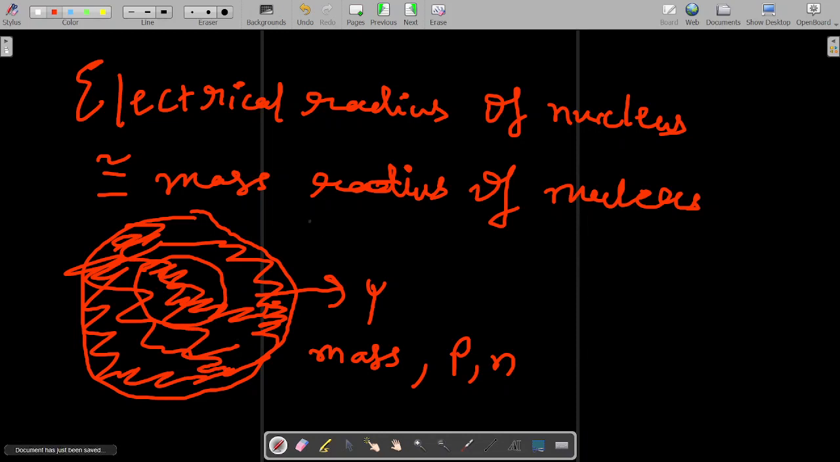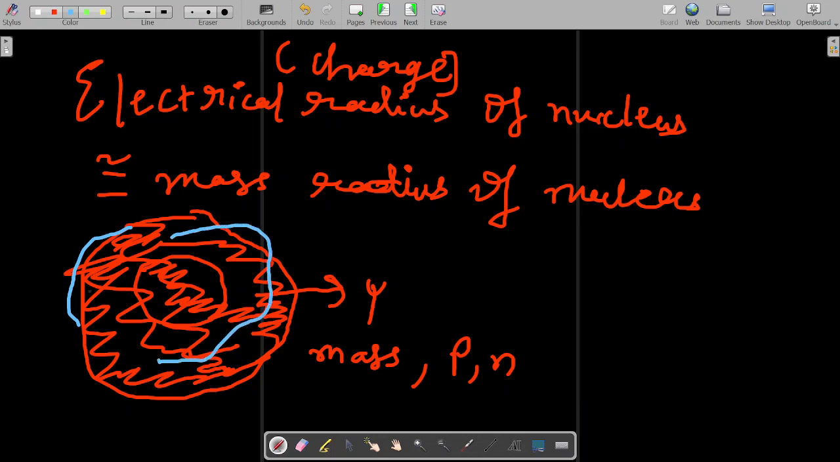So electrical radius is related to the charge radius. Electrical radius means charge radius. So the charge radius and the mass radius are almost the same. If I draw the charge radius, it will also be something of this kind. The charge radius, suppose it is shown in blue color, will also overlap with this red region. So the area where the mass of protons and neutrons is present, in the same area the charge of the proton will also be present.